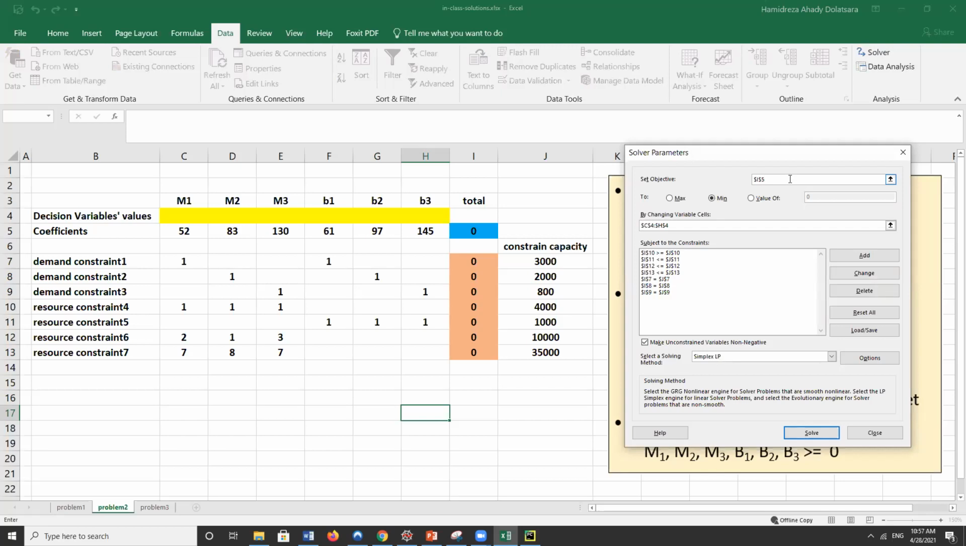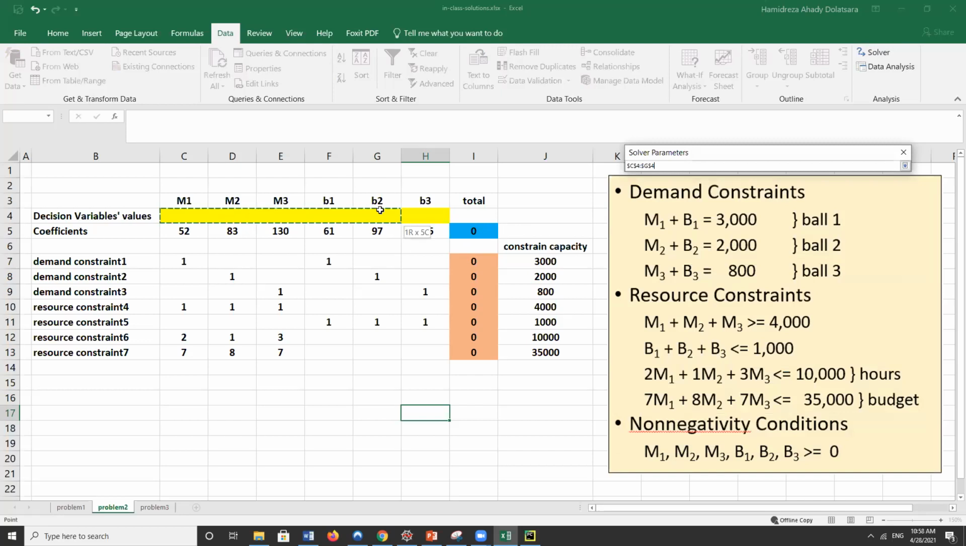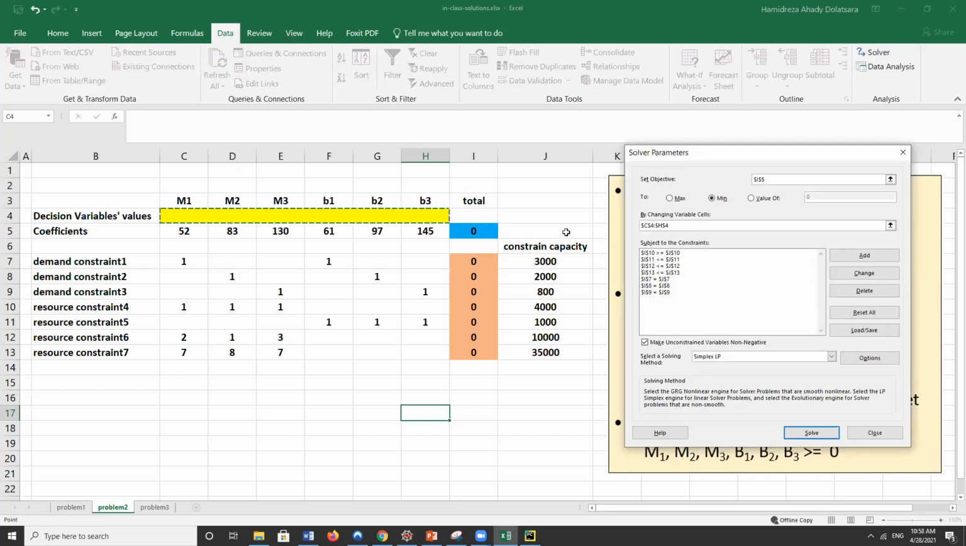So first of all, I just mention the location of the blue cell, which is my objective function. Then the type of the problem is minimization. And the third part, you should mention where your decision variables are. We know that these are my decision variables. And for each constraint, we know that their value should be in the orange cells.